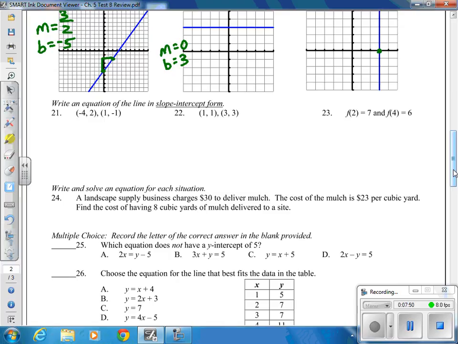Right? So for each one of these, you have to find the slope first, and then once you find the slope, you're going to find the b, or use point slope form to get your answer. I will find the b in all three of these cases, just so you can see what that looks like, and most of you probably go through that process anyway.